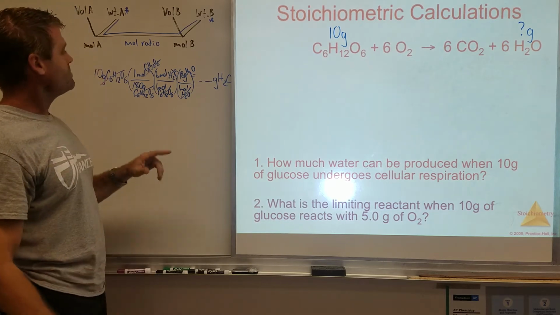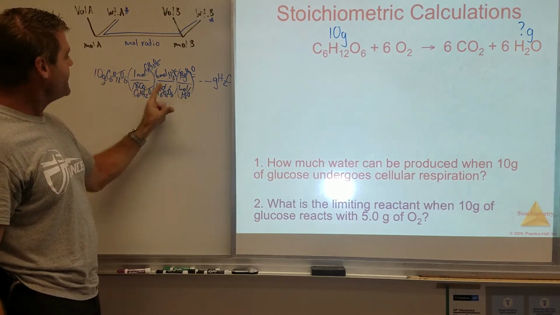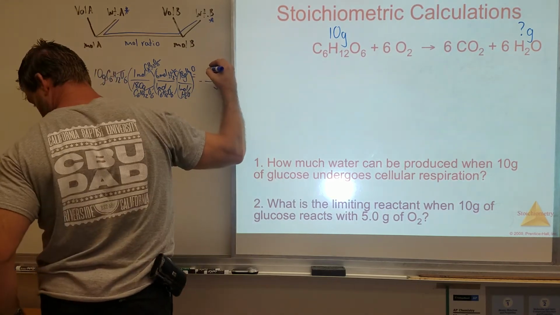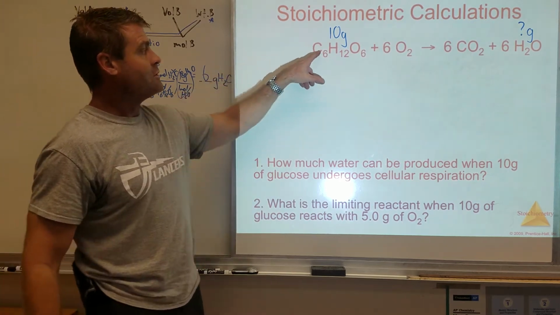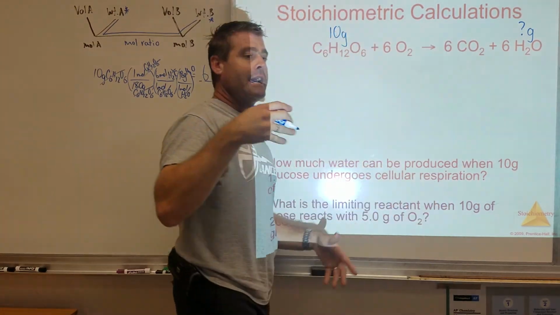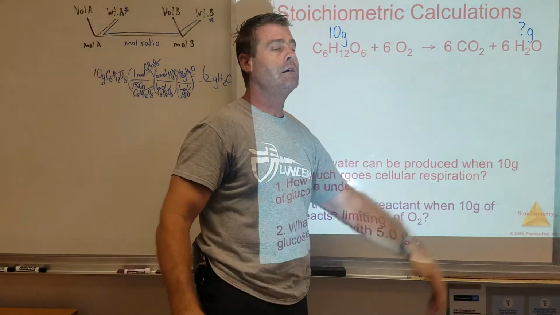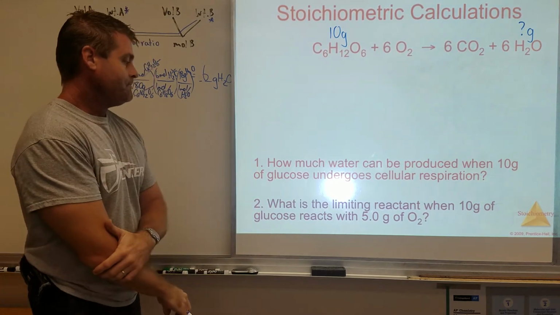Okay, so then you guys remember what you do. You multiply all the top, 10 times 6 times 18, and then I divide it by 180, and what I'm going to get is 6 grams of water. So if 10 grams of glucose reacted, let's say I consumed 10 grams and it was perfectly efficient, what am I going to be breathing out? 6 grams of water. Okay, moving on.